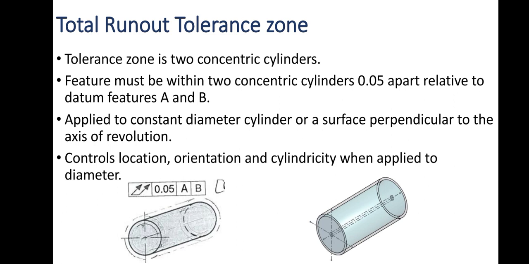Total runout tolerance zone. There are two concentric cylinders as shown in the figure on the right side at the bottom. For the drawing on the left side, the feature must be within two concentric cylinders 0.05 apart relative to datum features A and B. It is applied to a constant diameter cylinder or a surface perpendicular to the axis of revolution which has a concentric diameter. It controls location, orientation, and cylindricity when applied to diameter.